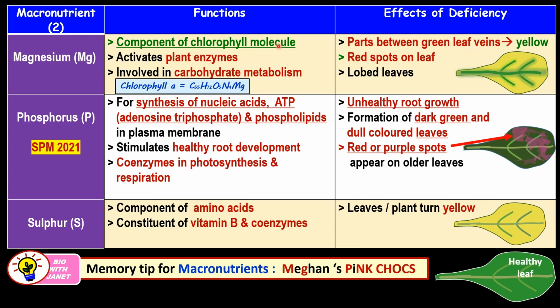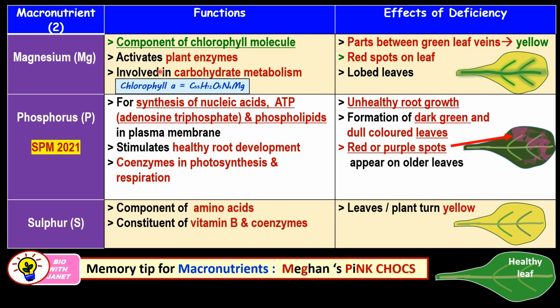So the lack of magnesium will cause the leaf to turn yellow. Parts between the green leaf veins are yellow. So the leaf veins are still green, but the other parts are yellow. And this is a sign of chlorosis, all right, the yellowing of leaves. So why does it occur? Because if there's a lack of magnesium, the plant will produce less chlorophyll. There'll be a lack of chlorophyll in the leaves, and the leaves are not green but yellow instead.